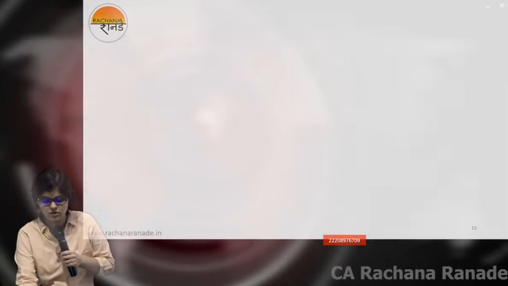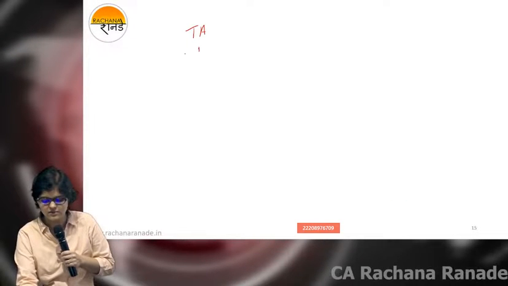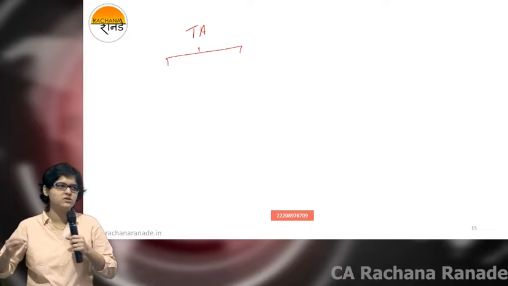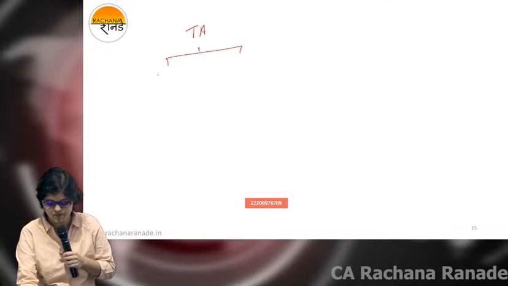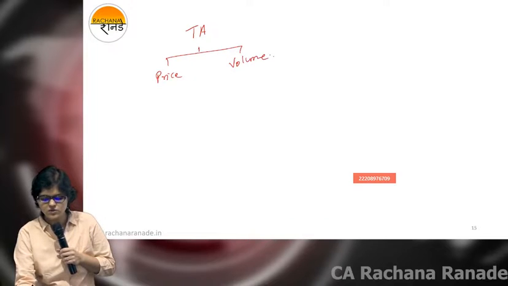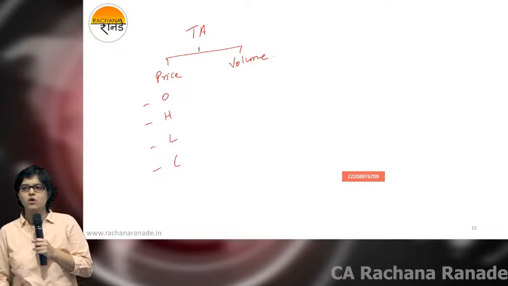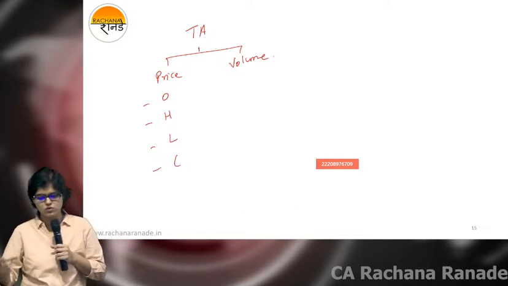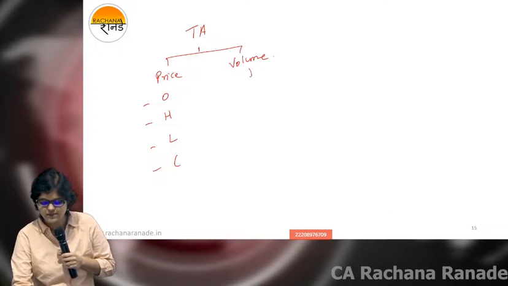Yesterday we talked about a concept that technical analysis is mainly dependent on two major points: price and volume. And for price, we said that there are four major prices: O, H, L, C. What is OHLC? Open, high, low, close. Then we talked about the concept of volume.